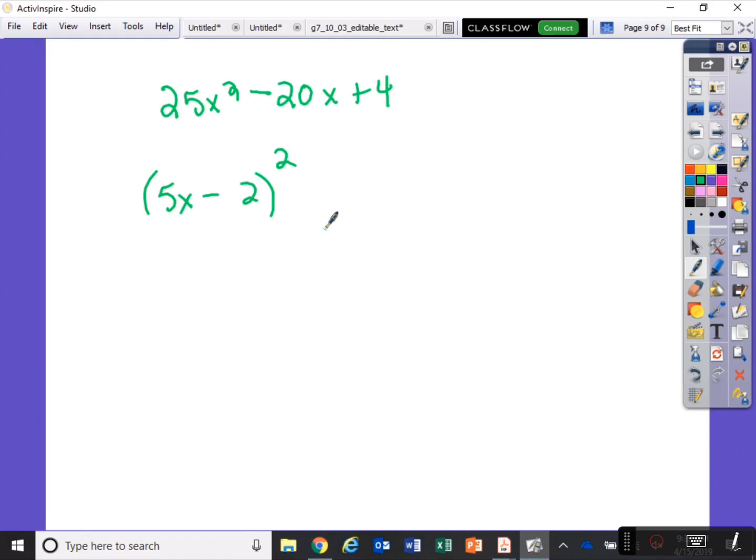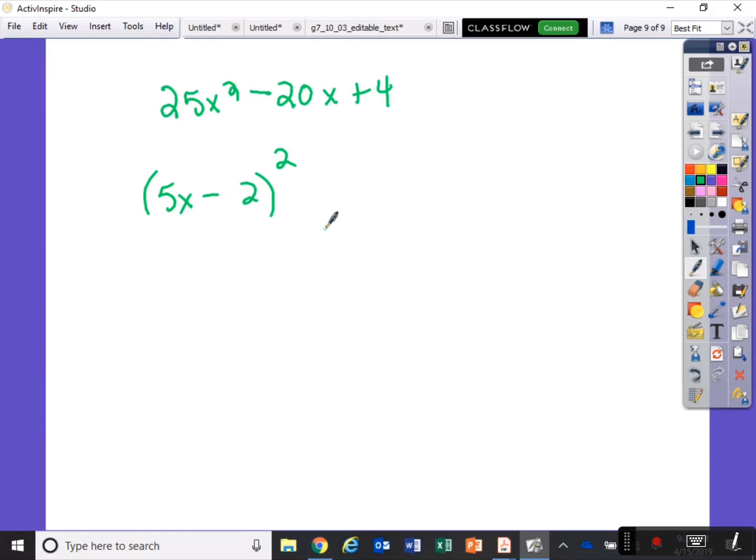All right, any questions on those special cases? If you forget and you don't remember the shortcut, can you do it the long way? Yes. The long way is what I taught you last week. Add, same, multiply the 25 by the 4 to get 100, and then factors of 100 that would add to make 20, which would be 10 and 10.